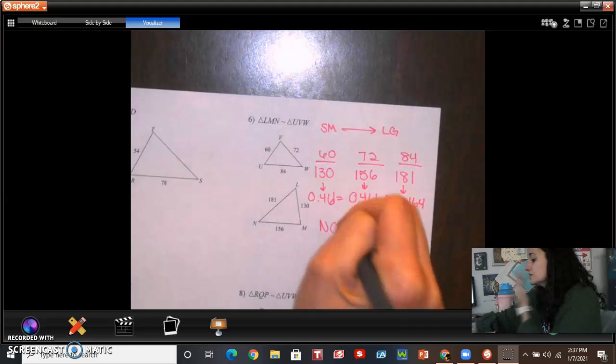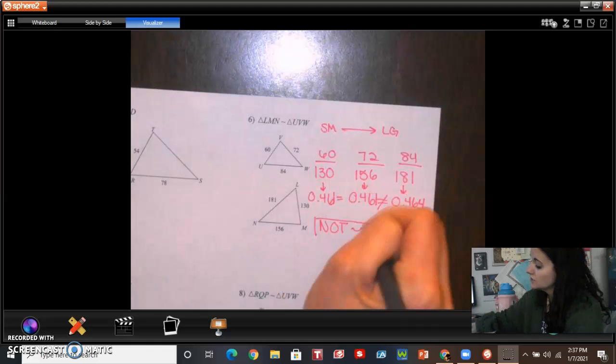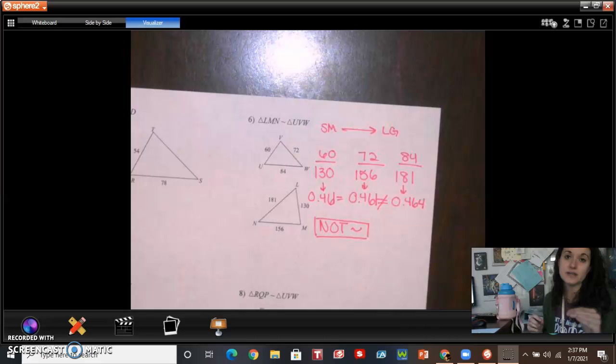So all three of them have to be equal for it to be similar by side, side, side.